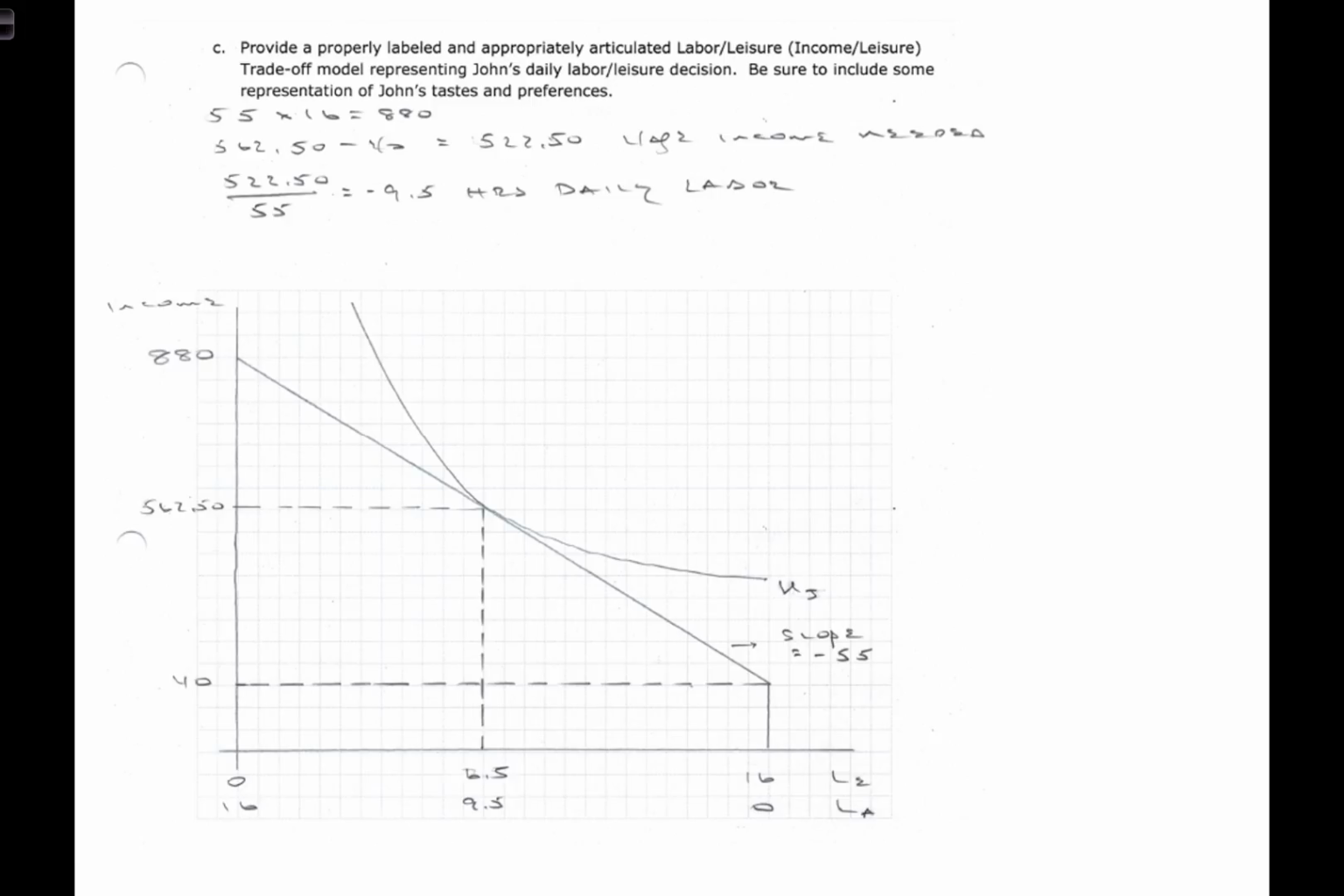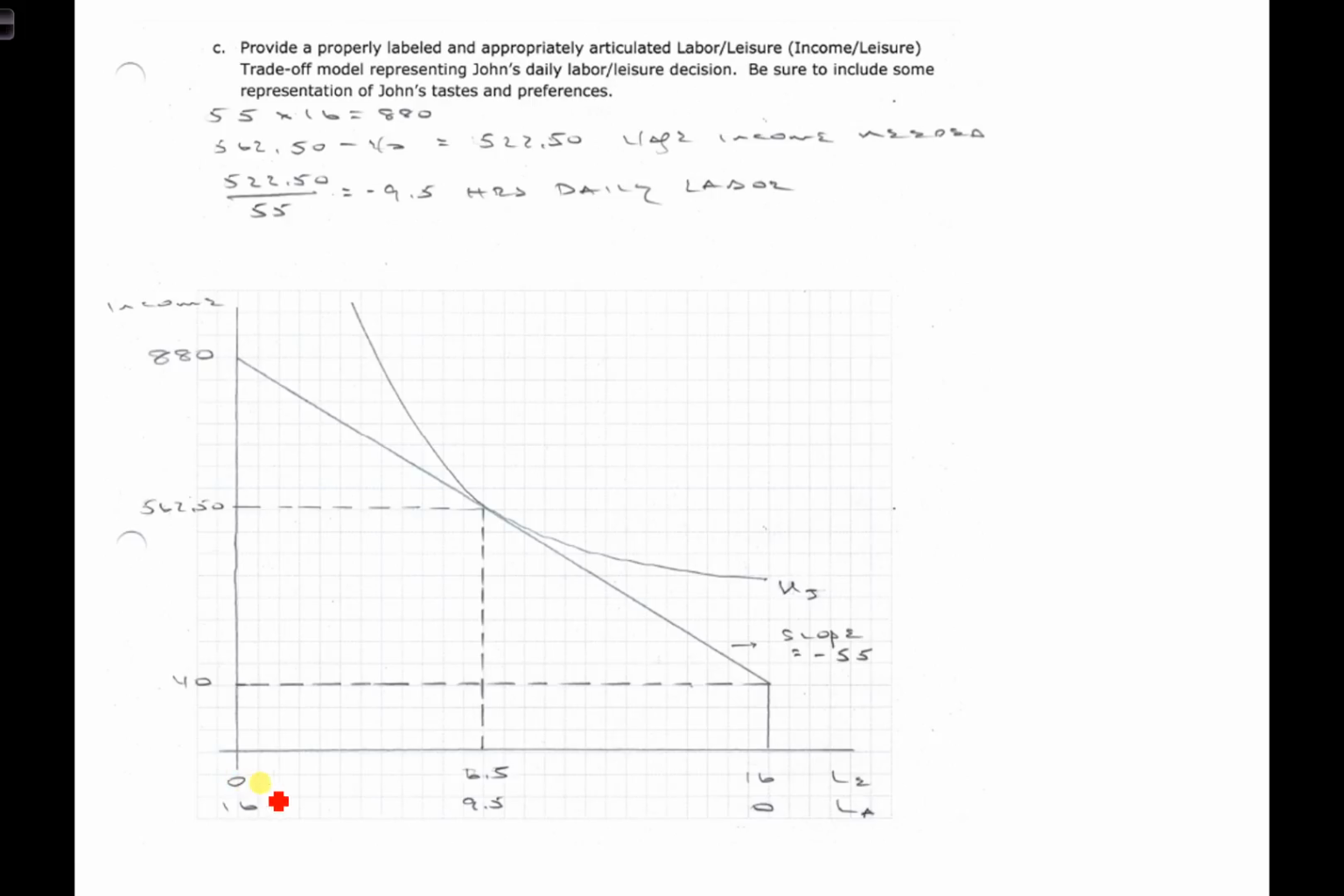So let's think about how we put this together. The labor-leisure trade-off model on the y-axis has some income. Not necessarily just the wage, because there might be more involved here than his wages. And in this case, we know he has a $40 a day endowment. That's not a wage, but it certainly is part of his income. And then on the x-axis, we look at leisure and labor. And we suppose that in a 24-hour day, there are 16 hours available for leisure, which also means there are 16 hours available for labor.